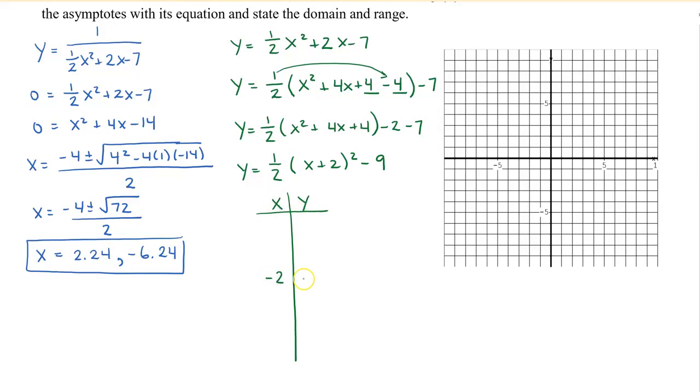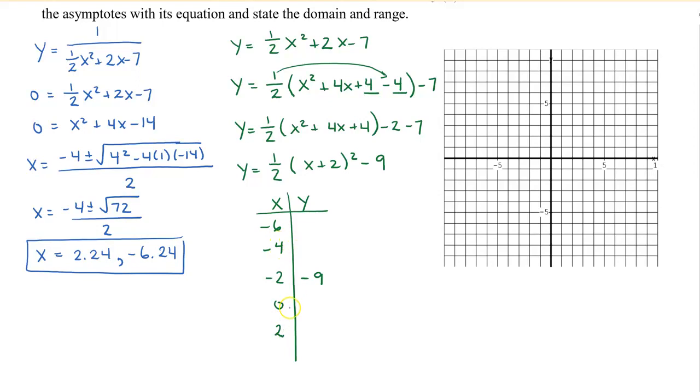So our vertex is (-2, -9). Pick two numbers on either side. And because I see that this is a fraction of a half, I'm going to skip count by 2's so that I will guarantee that my y values will be integers. So I'm going to pick -4, -6, and 0, and 2.